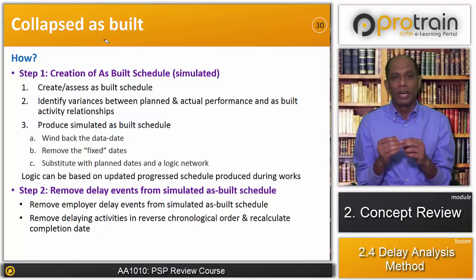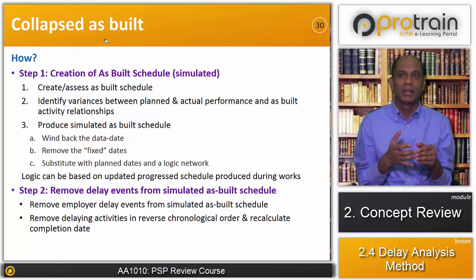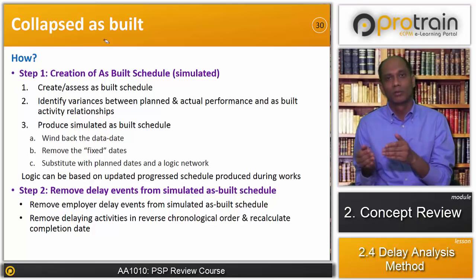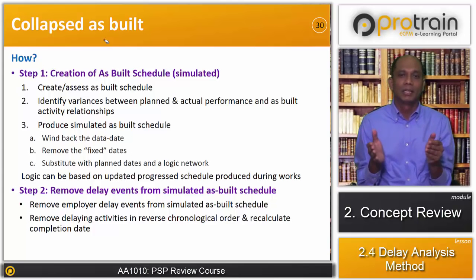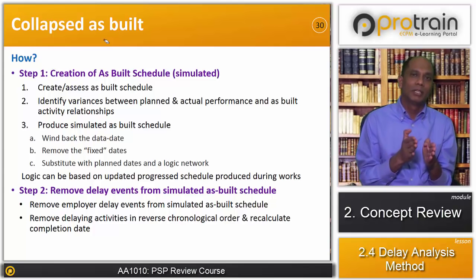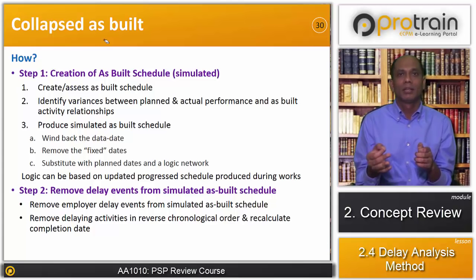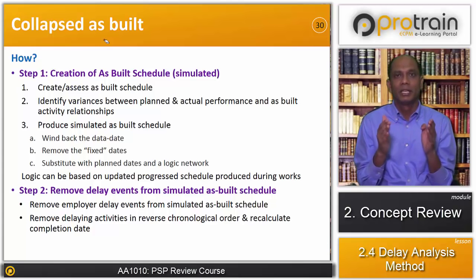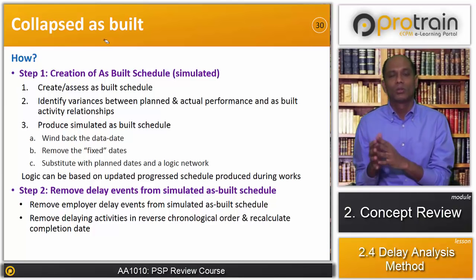Remove employer delay events from the simulated as-built schedule, remove the delaying activity in reverse chronological order, and recalculate the completion date. I mean, the first delay event will be removed, then the second delay event will be removed, and the third delay event will be removed. Every time a delay event is removed, we are assessing the completion of the project. Thereby, we are finding the impact of each and every delay to the project schedule.